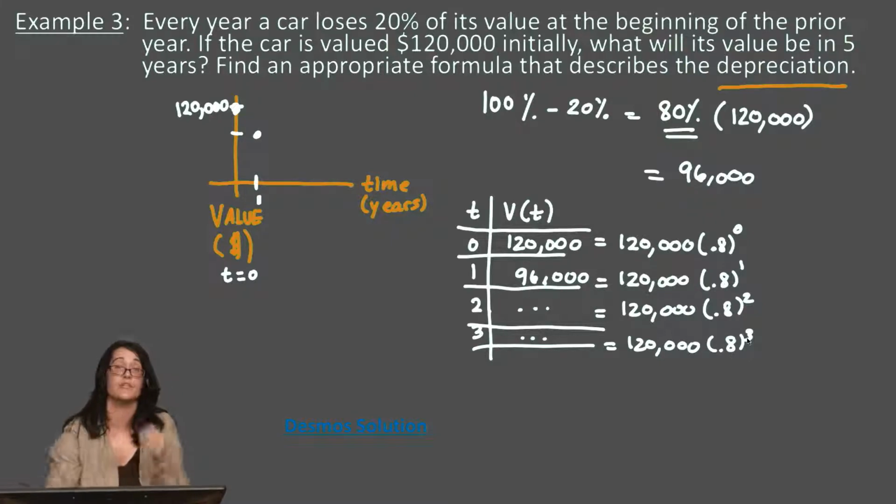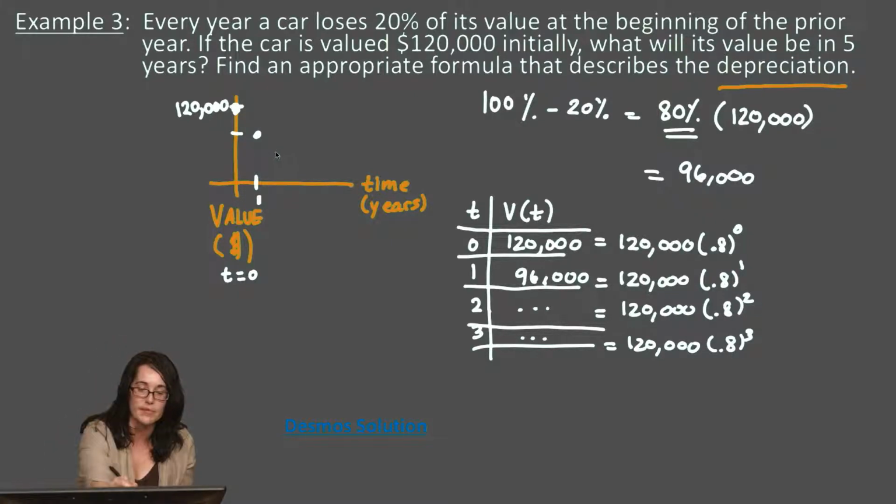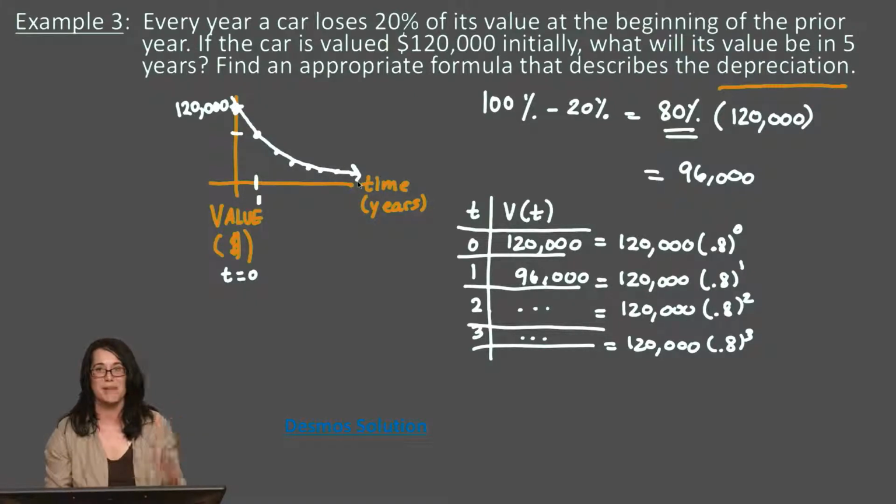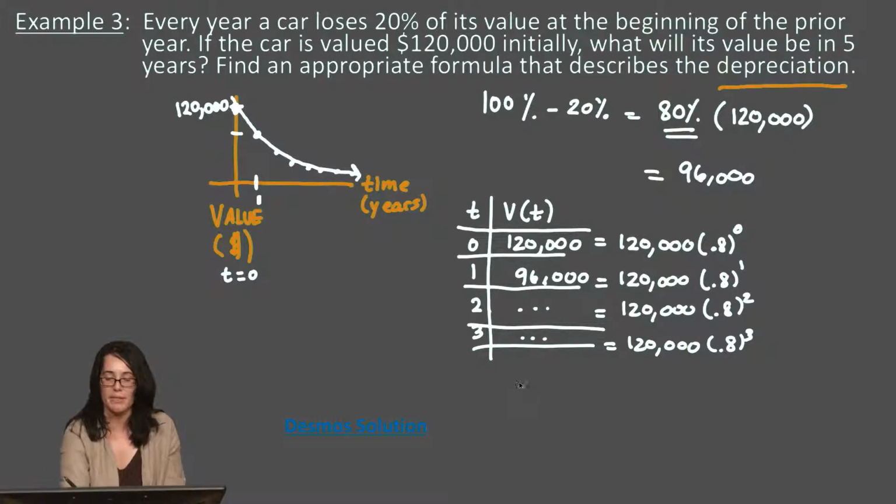This is depreciating, and the points will end up looking something like this as we go on. They're not linear, but they are exponentially decaying. So feel free to check out the Desmos graph. It does a much better sketch than I'm doing now. But what I'd like for you to see is a formulaic way of describing what the situation is.